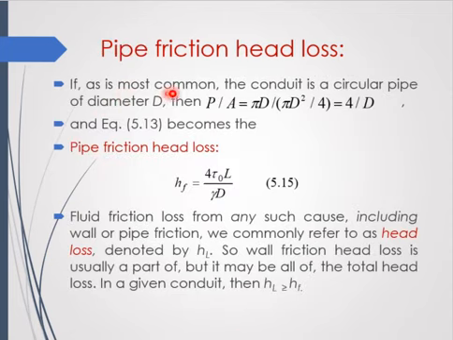If, as is most common, the conduit is a circular pipe of diameter d, then P over A.